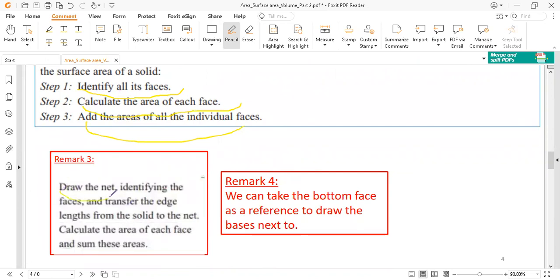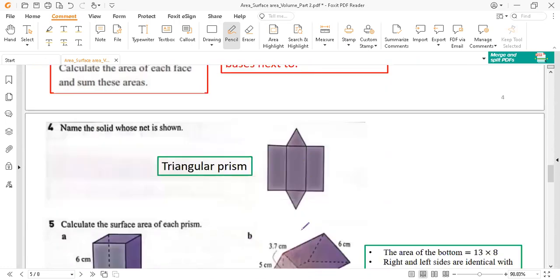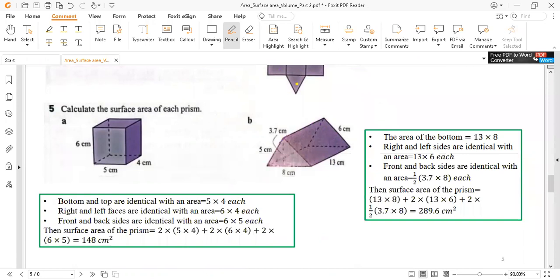So normally we can draw the net or we can imagine it to identify the faces. We can take the bottom face as a reference to draw the bases next. For example, they ask us here to nominate the solid. So normally we have 1, 2, 3 lateral rectangular faces. So it is a prism with 2 identical triangles as bases. So we have a triangular prism. We have a triangular prism. We have a rectangular prism.